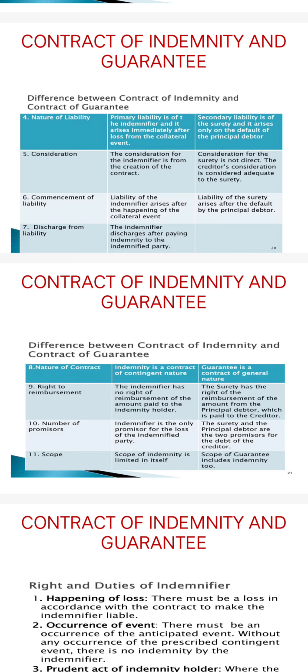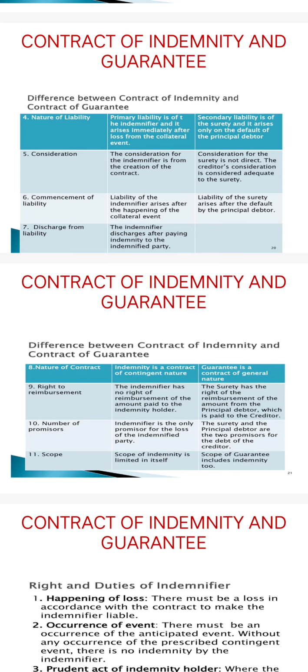Next difference is nature of liability. Primary liability is of the indemnifier and arises immediately after loss from the collateral event in contract of indemnity. In contract of guarantee, secondary liability is of the surety and it arises only on the default of the principal debtor.